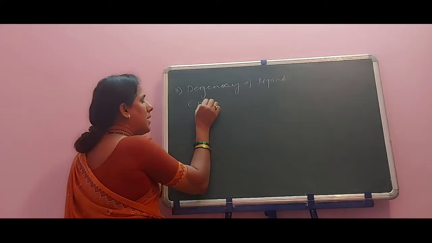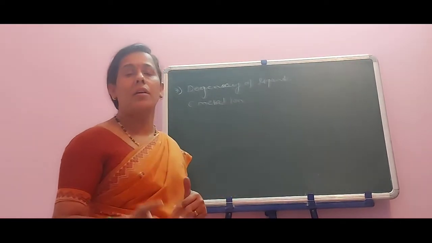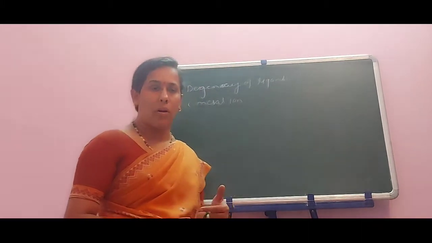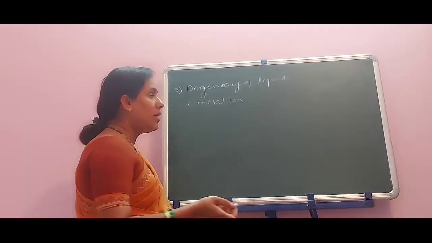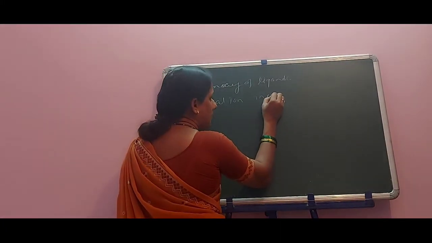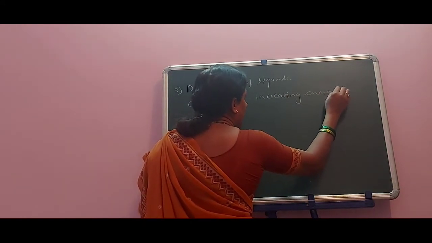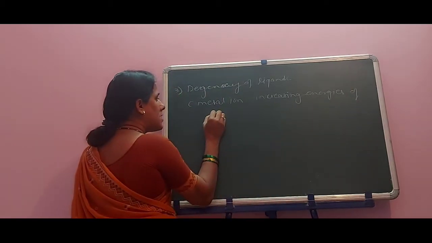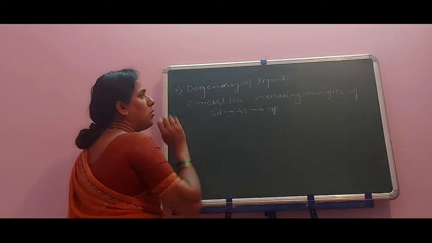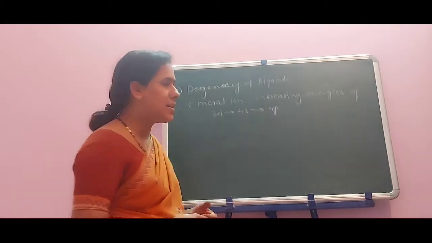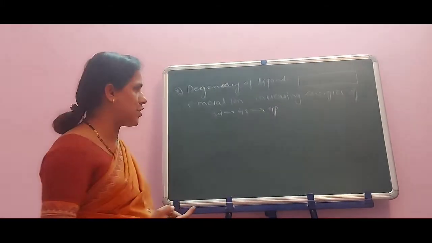But in case of the central metal ion, what happens? The central metal ion orbitals are not of equivalent energy, so they are placed according to increasing energy in the diagram. The increasing energies are first 3d, then 4s, and then 4p. But due to degeneracy of ligands, they are placed in the same box or same fashion.